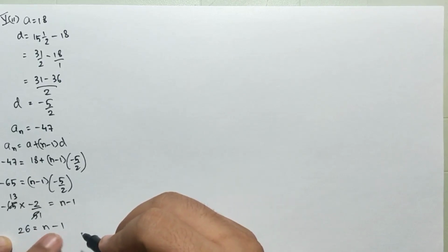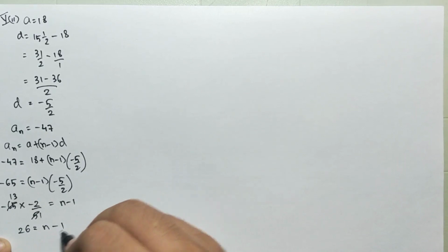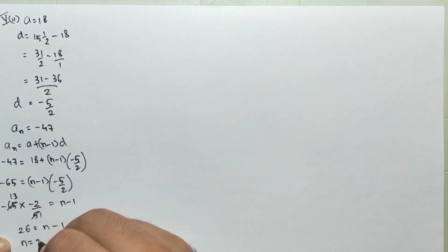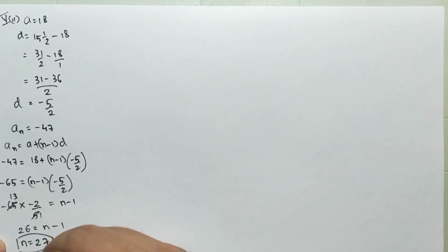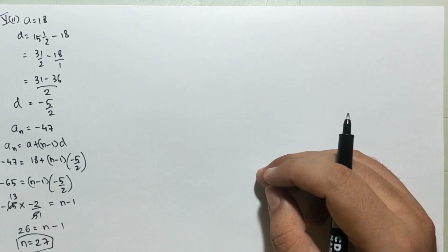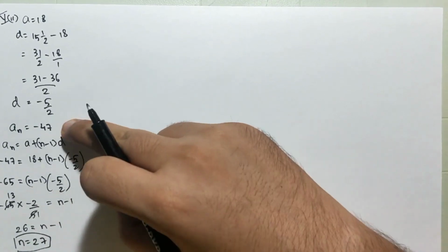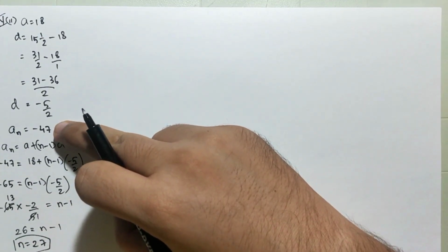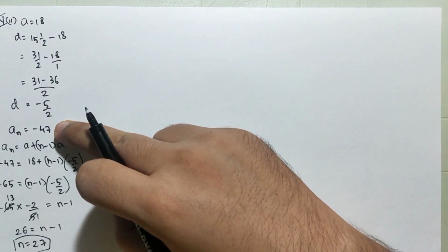To find the value of n, this 1 will go on that side. यहाँ पे subtract हो रहा है, उधर जाके add हो जाएगा. तो n equals to 27. So it is the 27th. The total number of terms in that AP is 27 because 27th term पे ये आंसर आ गया -47, और वही हमारी लास्ट टर्म थी, ऐसा दिया हुआ था.